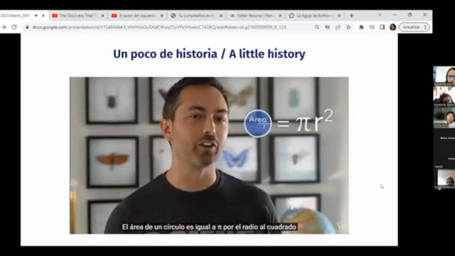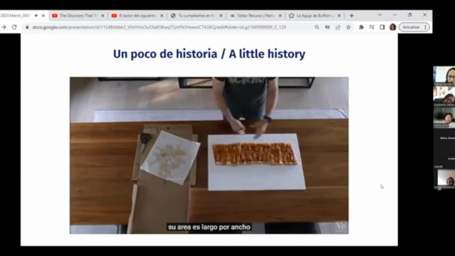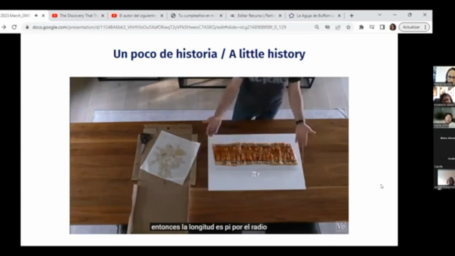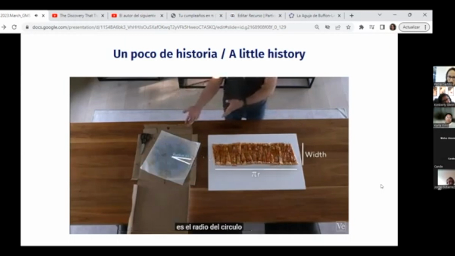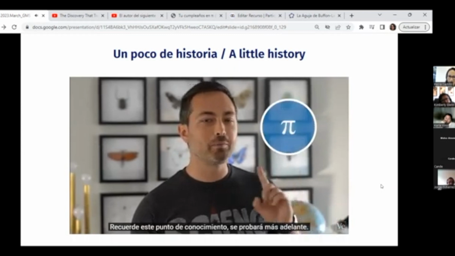Well, cut a pizza into really thin slices, and then form these slices into a rectangle. Now, the area of this rectangle is just length times width. The length of the rectangle is half the circumference, because there's half the crust on one side and half on the other. So the length is pi r. And then the width is just the length of a piece of pizza, which is the radius of the original circle. So area is pi r times r. Area is pi r squared. So the area of a unit circle, then, is just pi. Keep that in mind, because it'll come in handy later.